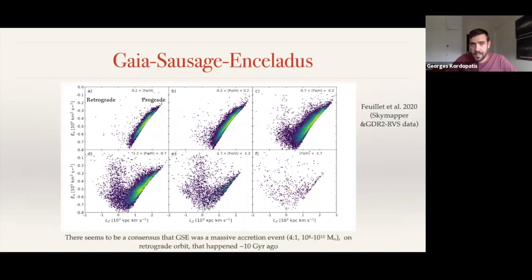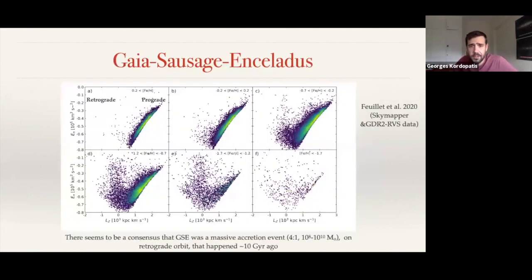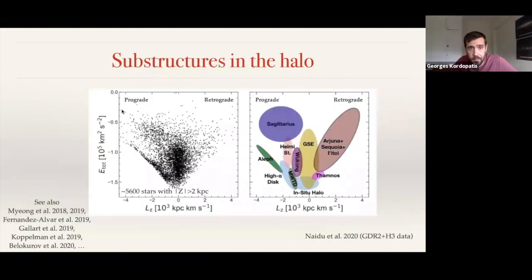And this quest for overdensities in angular momentum-energy space has been pushed even further by several people in the community. Now I show you a plot from Naidu et al. earlier this year. Pay attention that the plot, compared to this one, is inverted. So here you have the retrograde stars and here the prograde, but in this plot it is inverse: the prograde stars are here and the retrograde stars are here. And this plot very nicely shows all the different suspected overdensities in this parameter space, right?